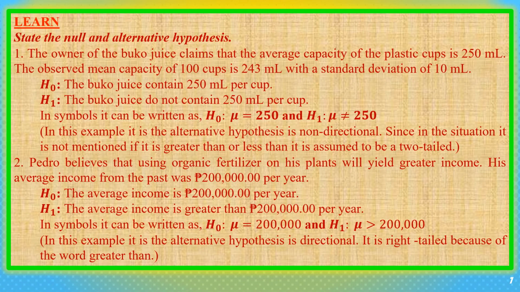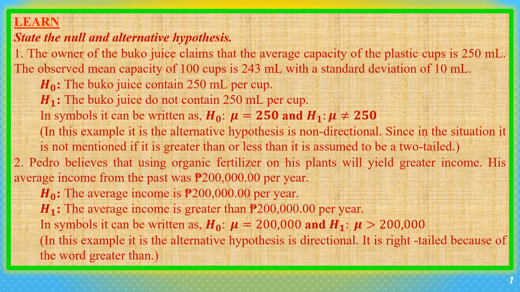Take a look at this example. The owner of the buko juice claims that the average capacity of the plastic cup is 250 ml. They observe the mean capacity of 100 cups is 243 milliliter with a standard deviation of 0.10 milliliter. So if we're going to state the null hypothesis, that should be the buko juice contains 250 ml per cup. So your alternative hypothesis is the buko juice does not contain 250 ml per cup.